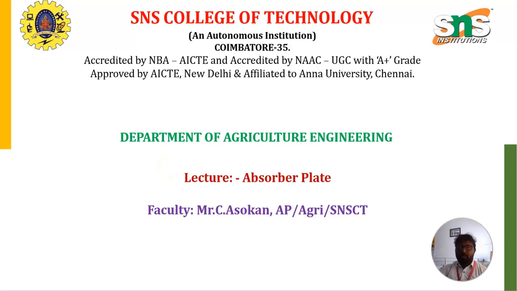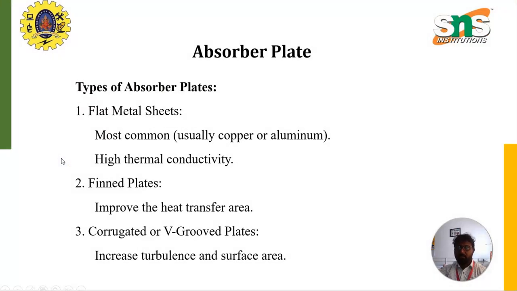Hi viewers, we are going to discuss the absorber plate. We have some types of absorber plate, right? First one is flat metal sheet, finned plate, and corrugated plate, or that means V groove, right? Here, the core component of a solar collector absorbs solar radiation and transfers it as heat to the fluid.